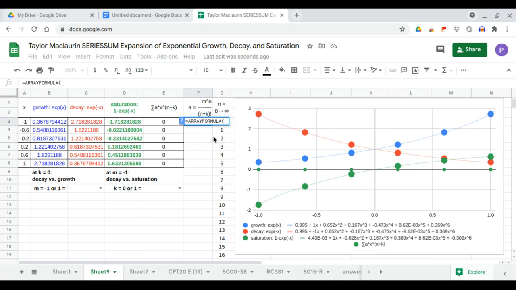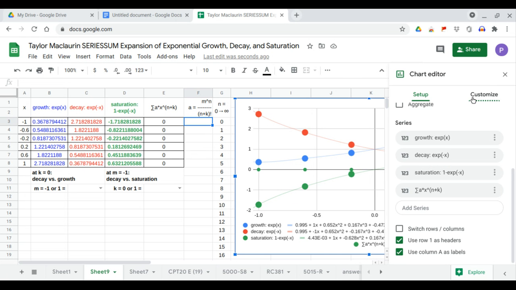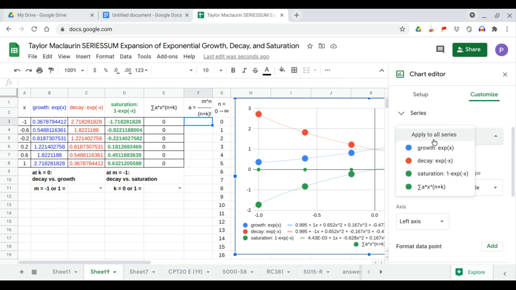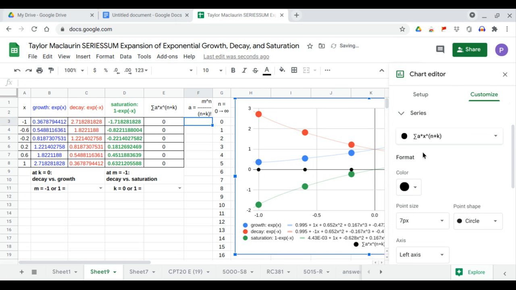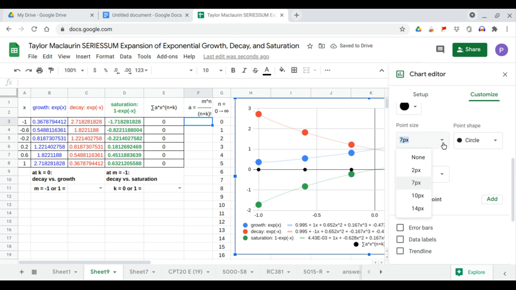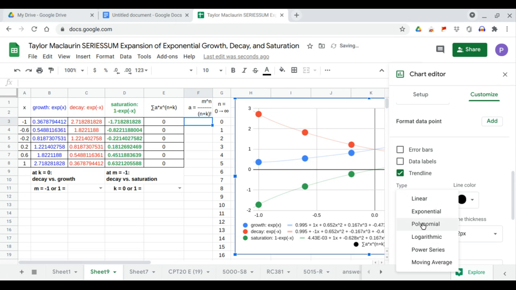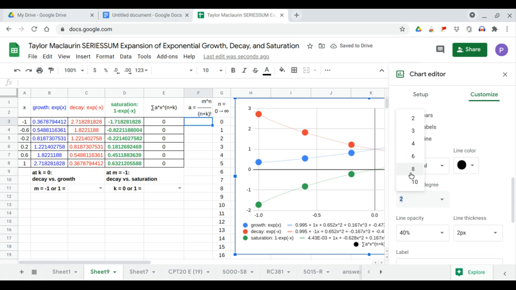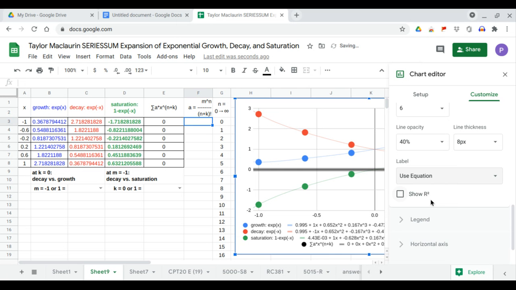We don't have the color for the expansion, so before we continue, we'll revise the chart and change the color of the expansion. It should be black. So that's the expansion. And the point size will be none. The trend line will be polynomial to the 6th degree, the same polynomial. And the line thickness will be maximum. And we'll show the equation as label. Now we have the equation.